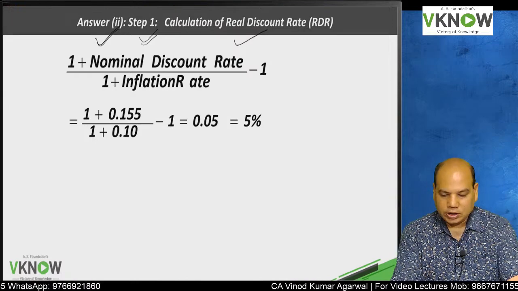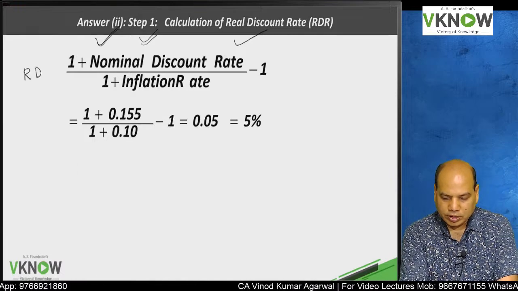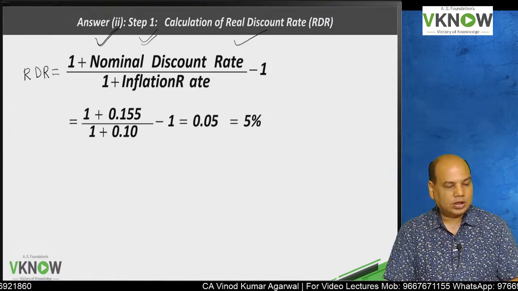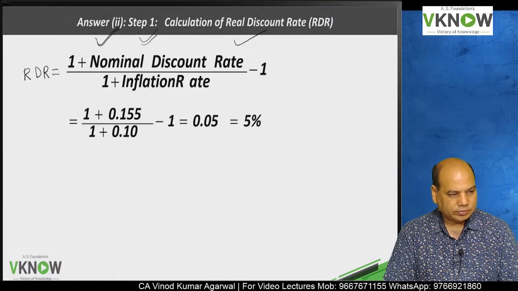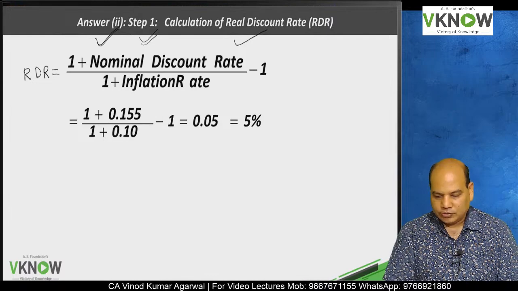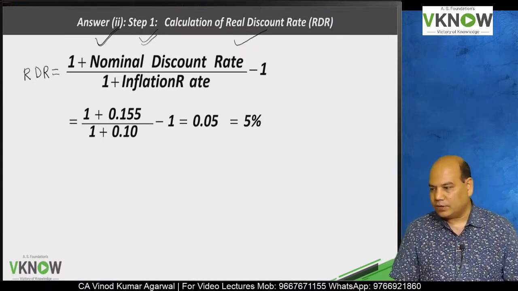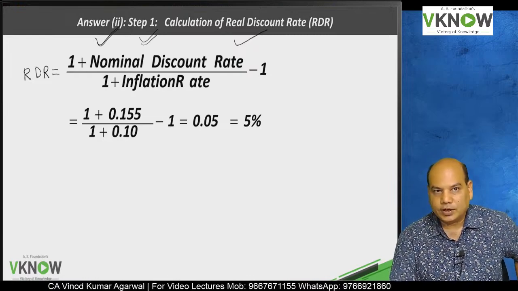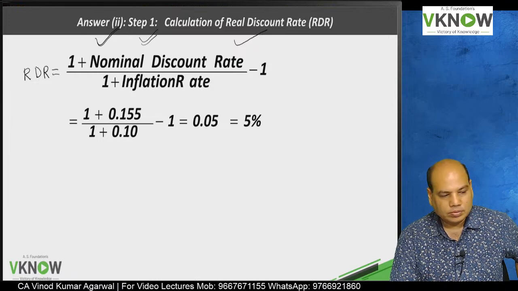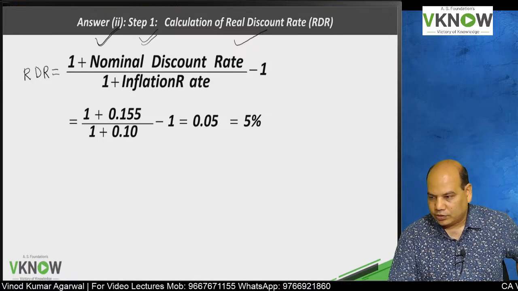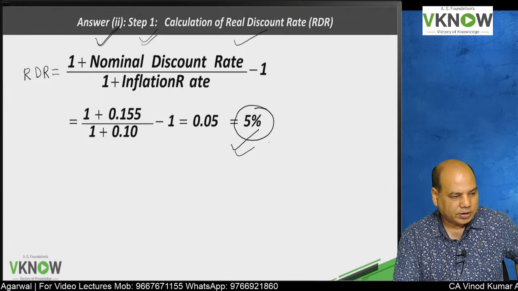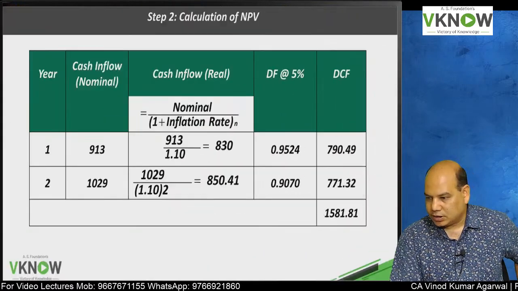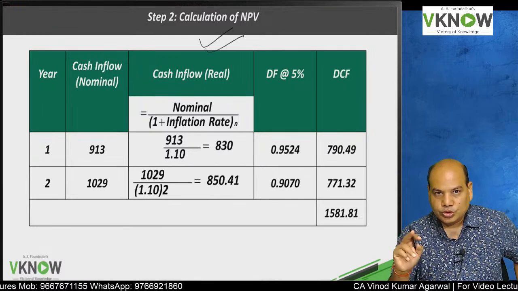Then under that you write down formula. Real discount rate is equal to 1 plus nominal discount rate upon 1 plus inflation rate, minus 1. Nominal discount rate is 15.5%. 1 plus 0.155 divided by 1.10 minus 1 is equal to 0.05 or 5%. Is this 5% right? Yes. Now the next task is to find out the NPV using real discount rate.